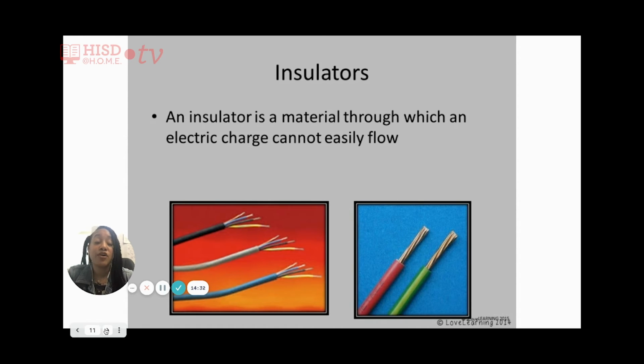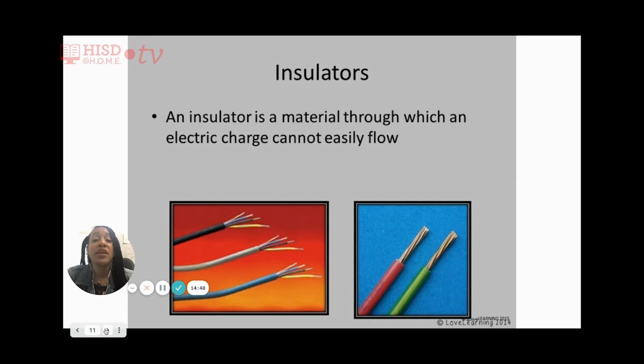So now that we've learned about conductors, let's talk about insulators. An insulator is a material through which an electrical charge cannot flow easily. Again, remember, a conductor means it can, but an insulator means it cannot.